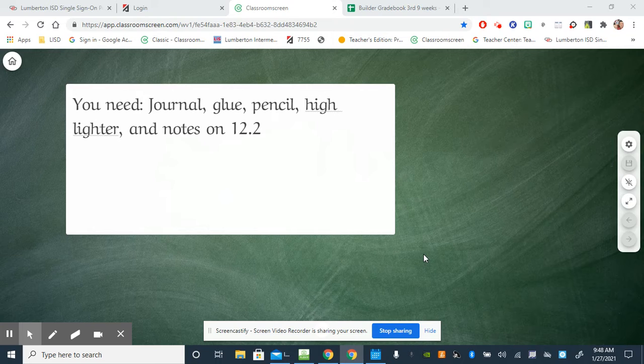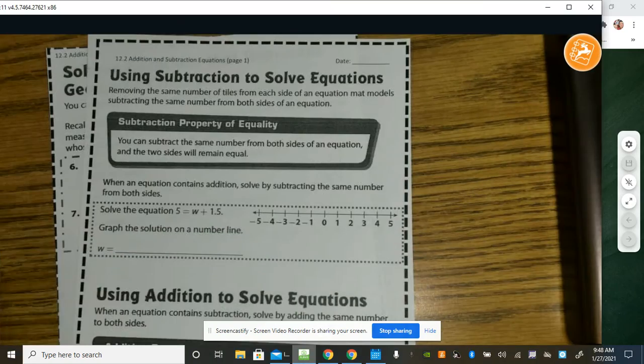So you'll need your journal, glue, pencil, and a highlighter. You need your notes on 12.2, which is addition and subtraction of equations. There are two pages to it. So let's get going. All right, let me pull up our notes.